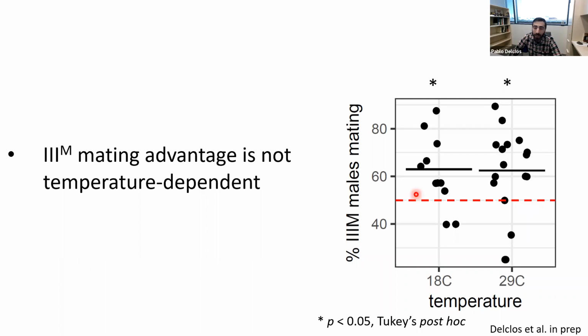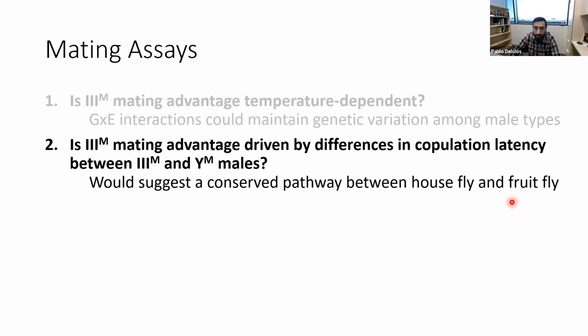And so by conducting these trials, we were able to rule out the possibility that a genotype by environment interaction involving environmental temperature explains the maintenance of these two male types in nature. Now, with some undergrads, we were able to find some interesting temperature effects on different mating behaviors, but I can talk about that more later if you're interested.